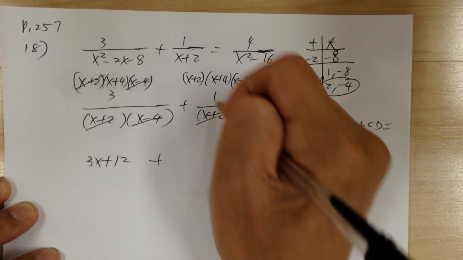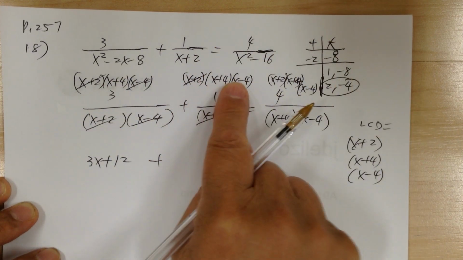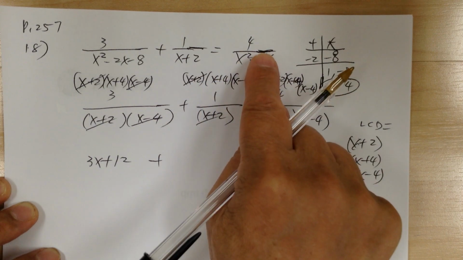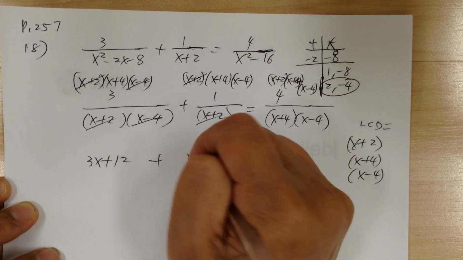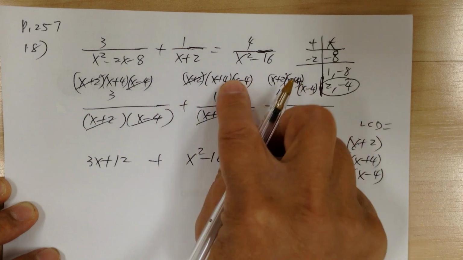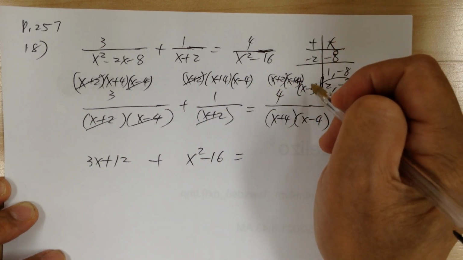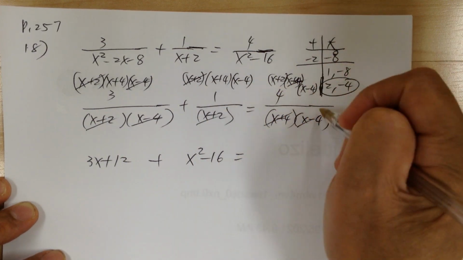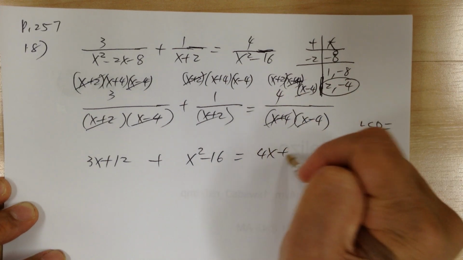Plus, this cancels with that. Now when you multiply, you have to remember where this came from. This came from that, right? So it will be just x squared minus 16. Or you can just multiply out. Now next one, this cancels with this, cancels with that, so you got 4x plus 8.